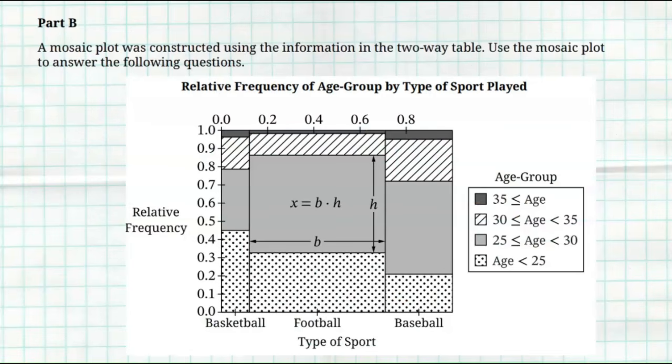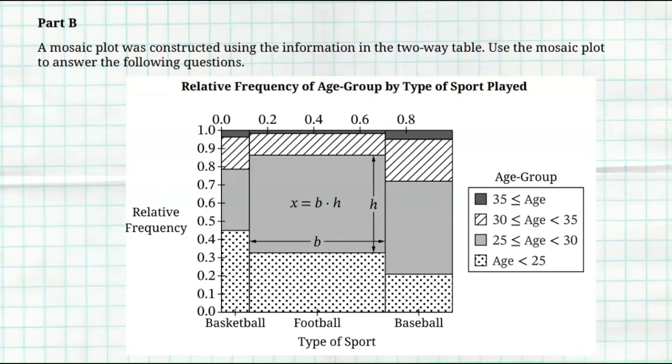All right, and now moving on to part B. A mosaic plot was constructed using the information in the two-way table. Use the mosaic plot to answer the following questions. Now, first off, a mosaic plot is basically a segmented bar graph. So we see basketball, we see the different segments for the different age groups of the basketball players. Same for football, same for baseball.